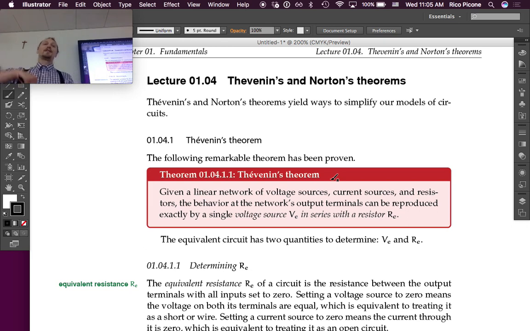Thevenin's and Norton's Theorems, lecture 1.4. There are ways to simplify our models of circuits.